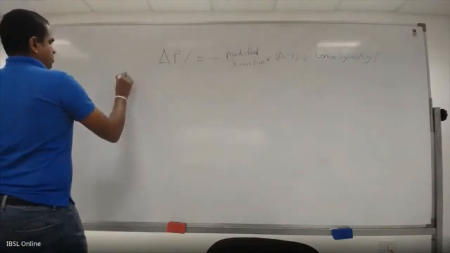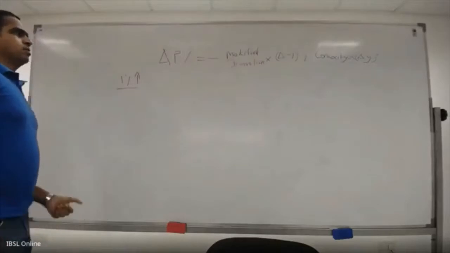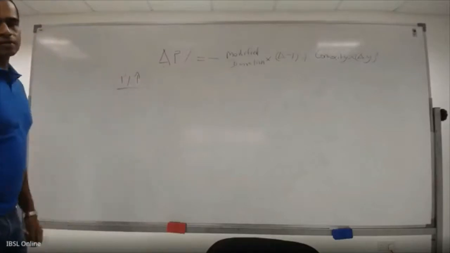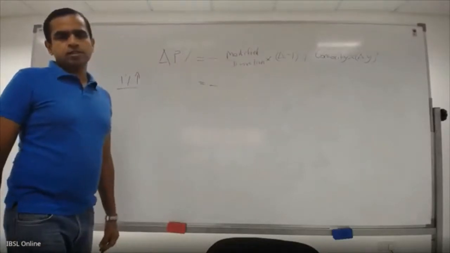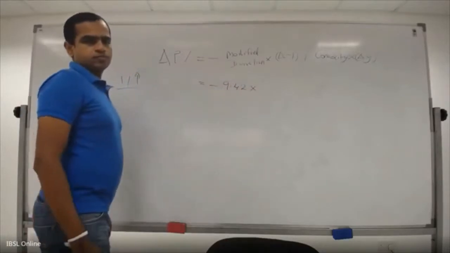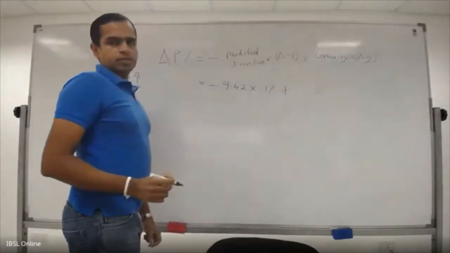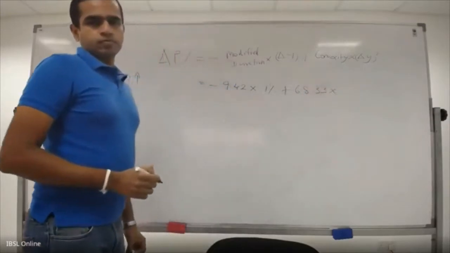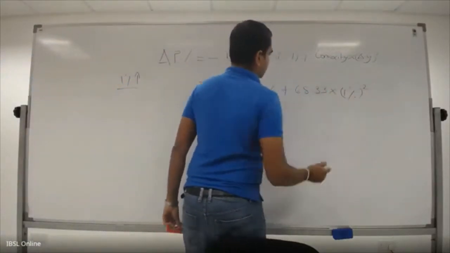This first scenario is a 1% increase. So if interest rates go up, your percentage change should be negative. Let's see if we get a negative answer. This is minus modified duration, given as 9.42, into change in interest rates of 1%, plus convexity of 68.33 into 1% squared.